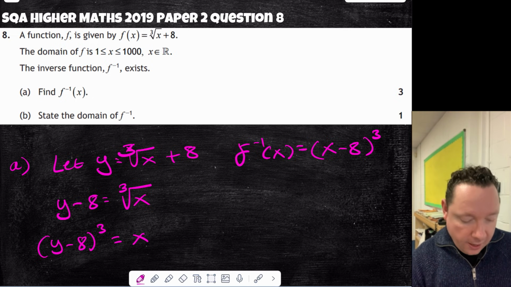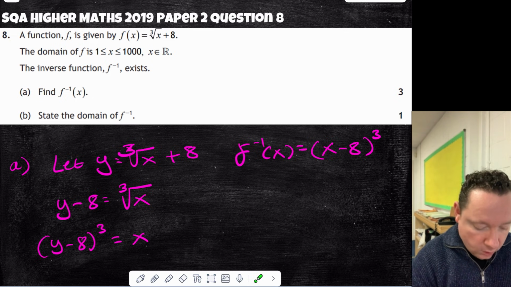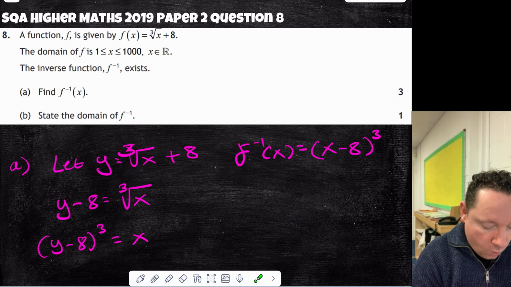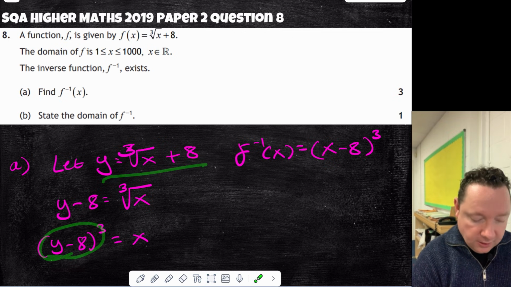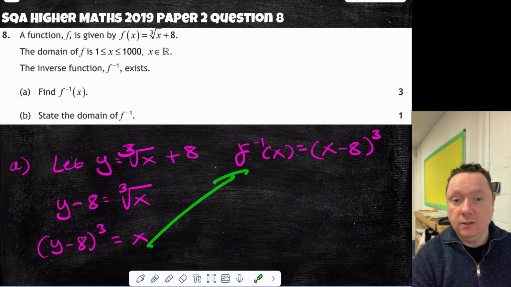Do not write at this point here, this is very important. Do not then write y equals in x there because you've already said that y equals this, so it doesn't equal that with an x in it. Just jump from here to here and you're done.